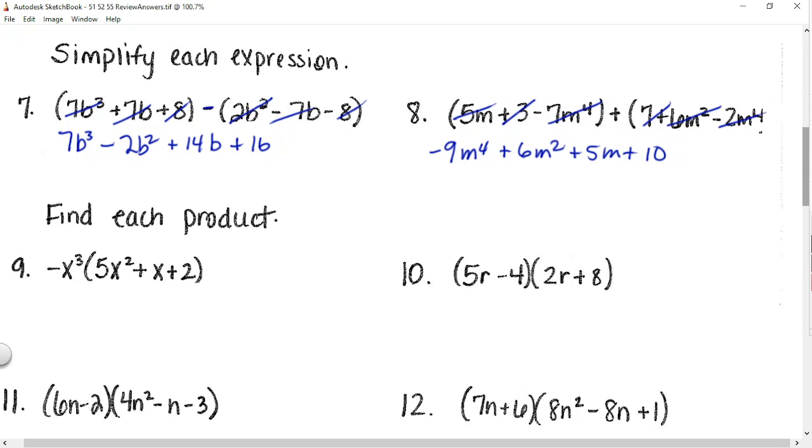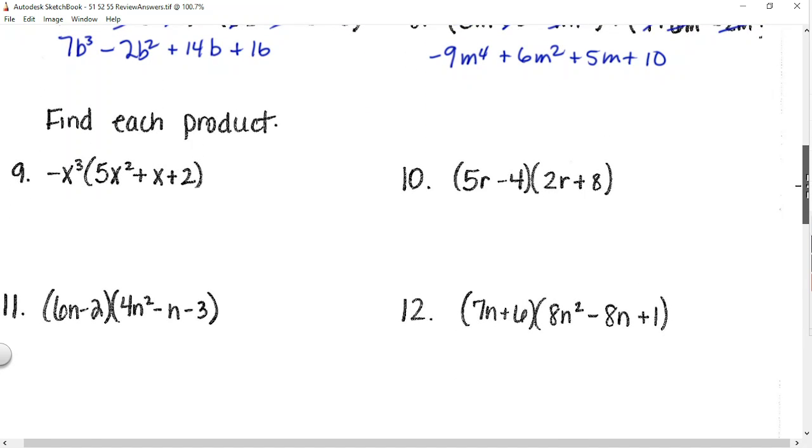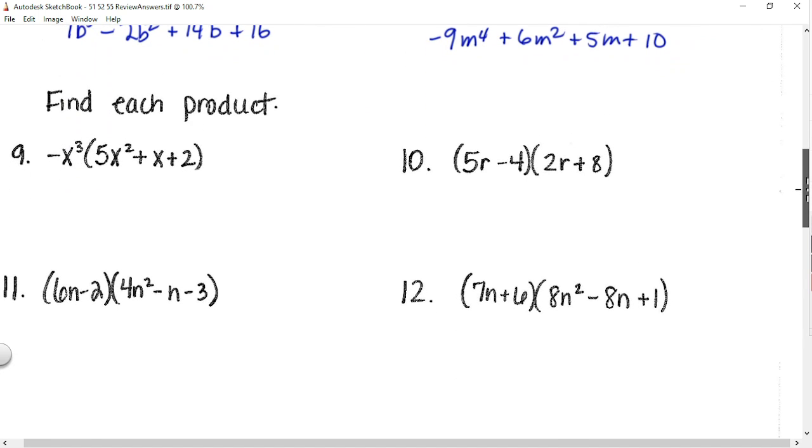Okay, so next we're going to multiply some polynomials times each other. So the first one is just this monomial, negative x cubed, times this polynomial. So this is just the distributive property. We're going to take it like this. Okay, so let's do that.